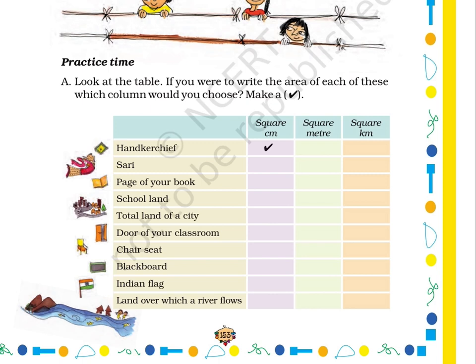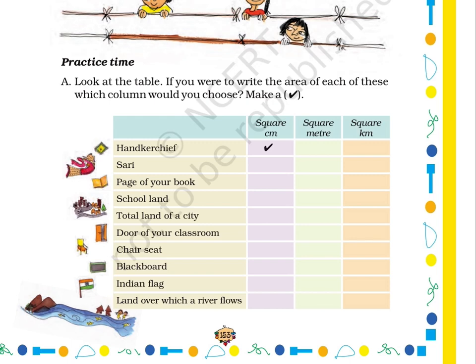To the left side of the table, we have small pictures of all these things. As an example, the first item, handkerchief, has been done for you. The right answer would be square centimeters. Now, put your thinking caps on and complete the table with the correct answers.